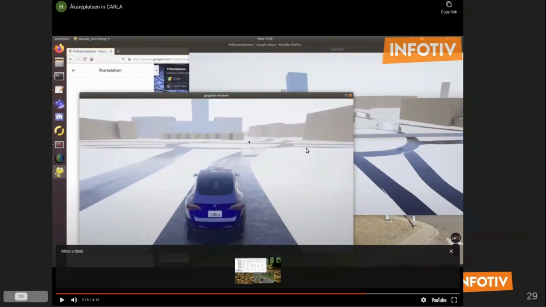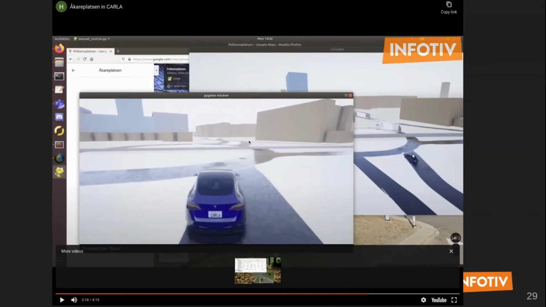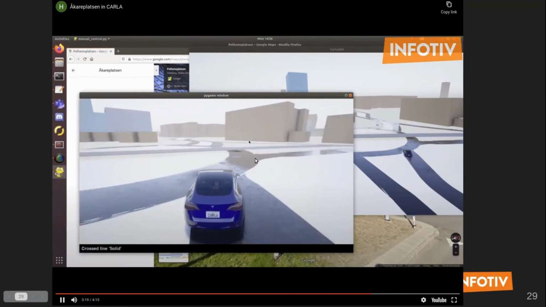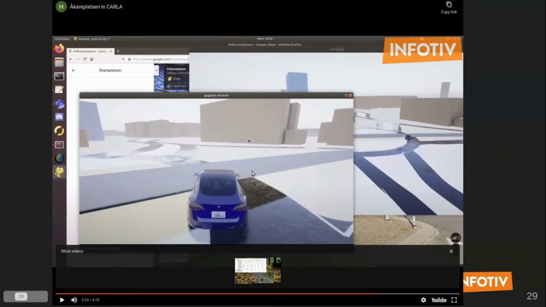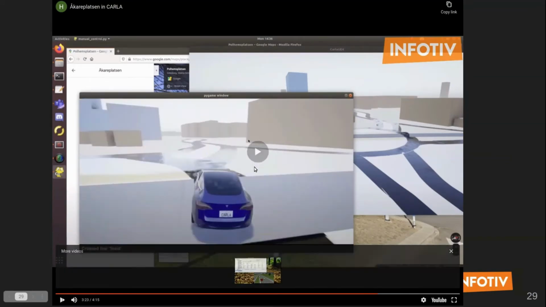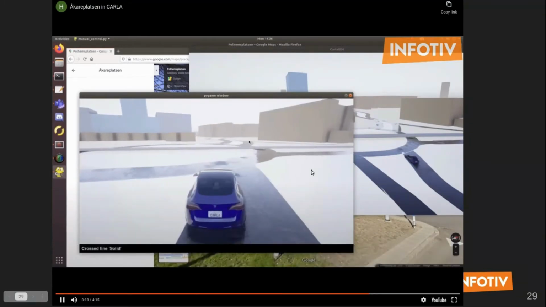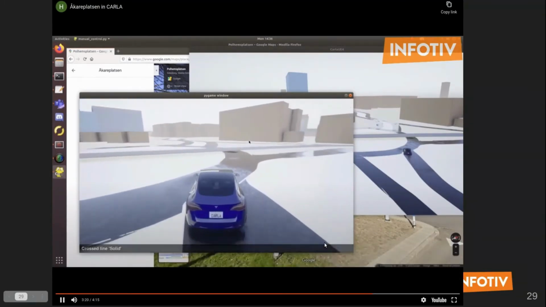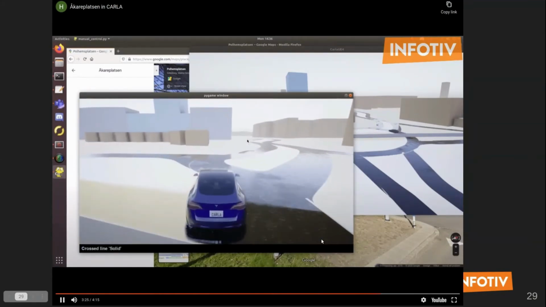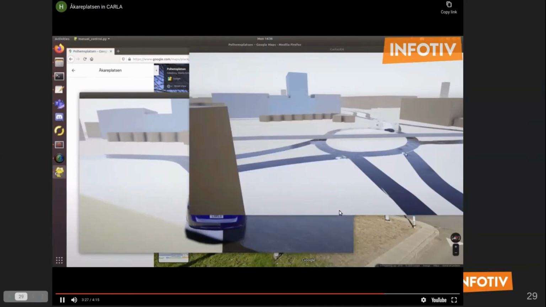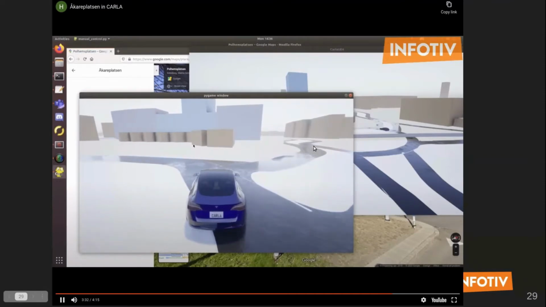Another thing is that these are not just images. As we pass over this train track, notice how the physics of the vehicle changes. Maybe I should go back a little bit. Yeah, you see that the car shakes as you drive over the train track.